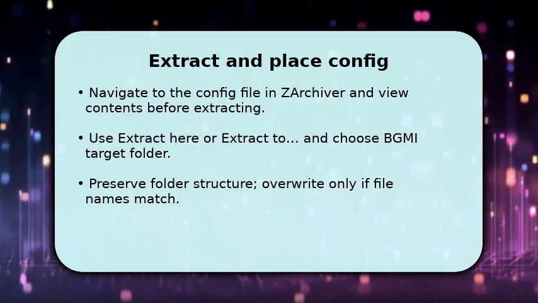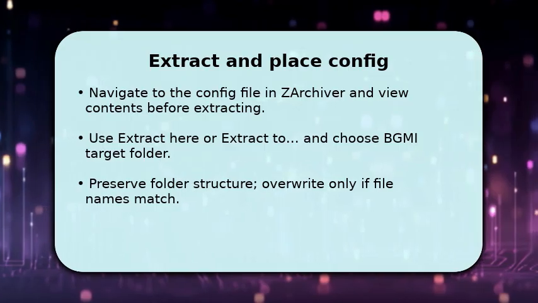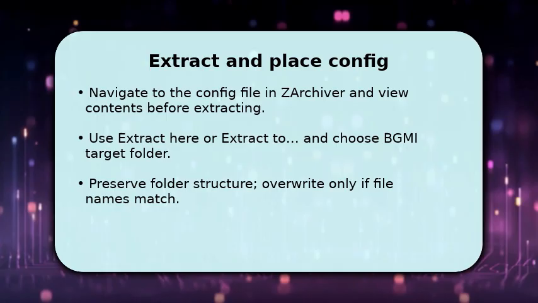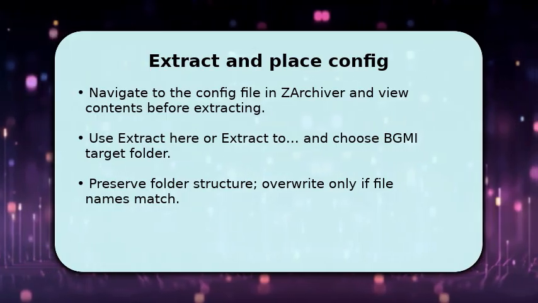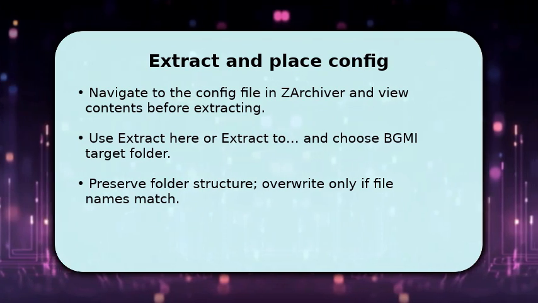Once extraction finishes, verify the extracted path and file sizes inside ZArchiver. If you used an intermediate folder, move files into the exact com.pubg.imobile configuration directory, so BGMI can load them on startup.